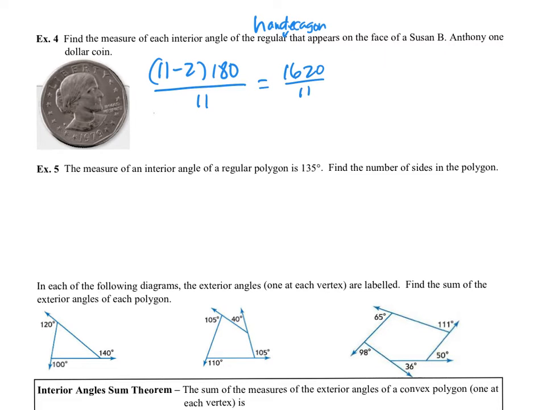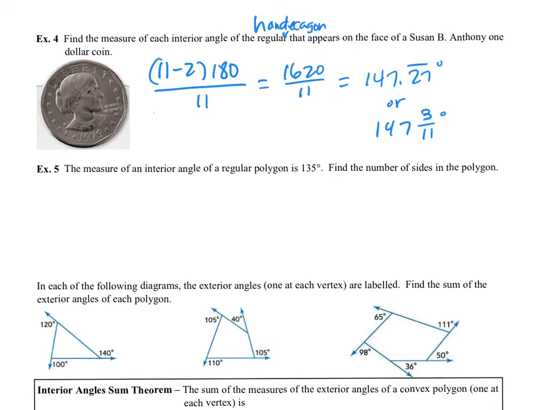So we'll take that 1,620 degrees and divide it evenly among the 11 angles, and it turns out to be 147.27 with that 27 repeating degrees. We might want to instead write it as a fraction. 147 and 3/11 degrees would be the measure of one of those interior angles.